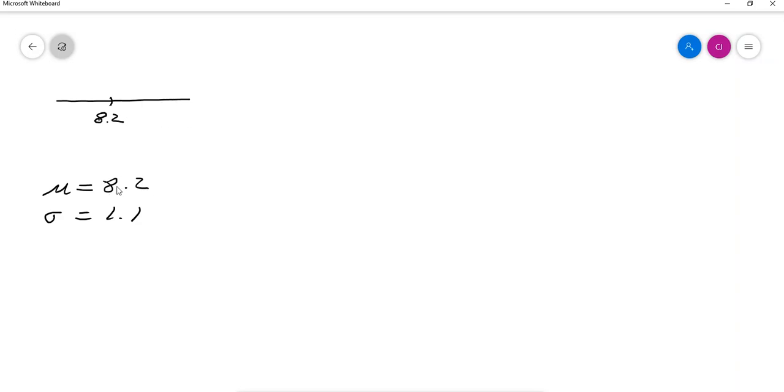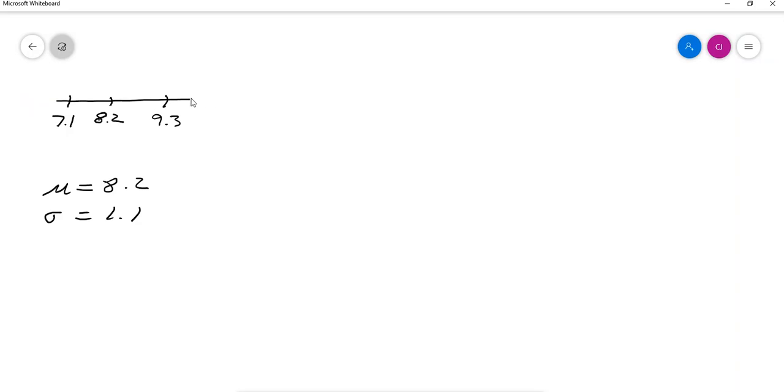Then if I take this 8.2 and add one standard deviation, that's going to give me 9.3. Then I'm going to subtract the 1.1 from the mean. So I'm going to go above and below, and that's going to give me 7.1. So this starts to help define our distribution. If we know it's normal, we know that a big part of that curve is going to be in there.